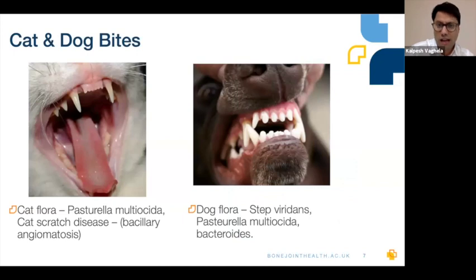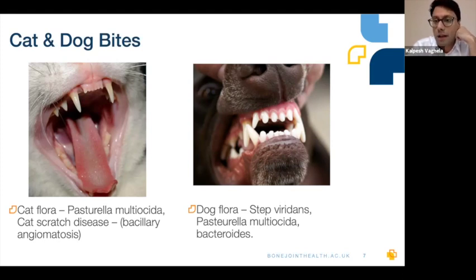Then we go to cat and dog bites. They're also quite interesting injuries, and they have specific organisms related to them, but don't forget about your common staphs and streps, which of course can be present as well. And really, if you can see the pictures here, the cat teeth and the dog teeth are quite different entities.